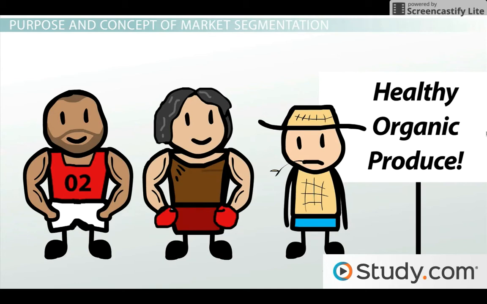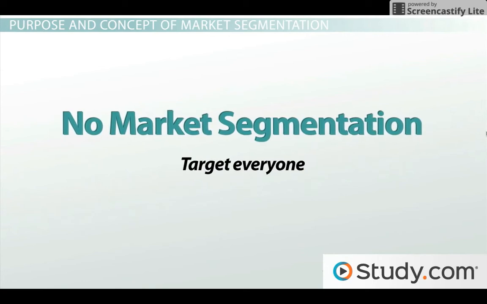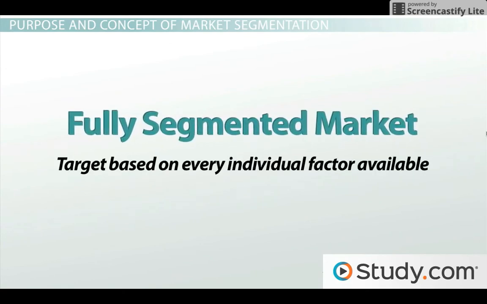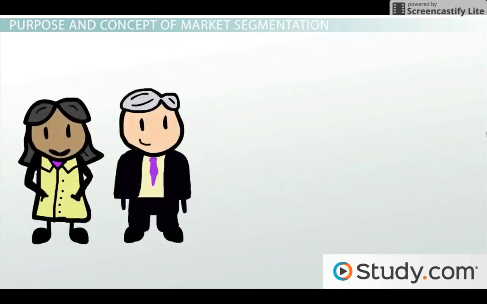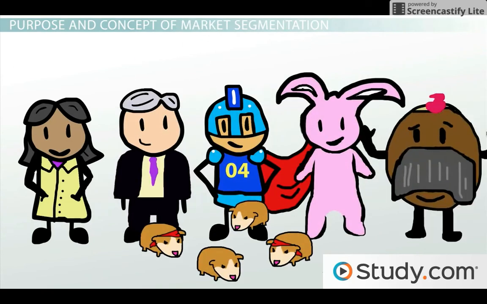Marketers have numerous choices in how they can segment a market. If the farmer had planned on targeting everyone, then the type of segmentation would have been called no market segmentation. The opposite type of segmentation would be if he decided to target based on every individual factor available. This would be called a fully segmented market. Other choices include segmenting just by gender or income, lifestyle, ethnicity, family life cycle, or age group, or even a combination type.